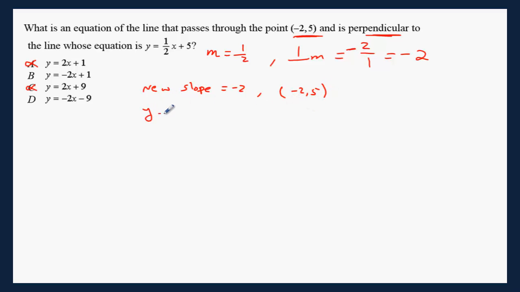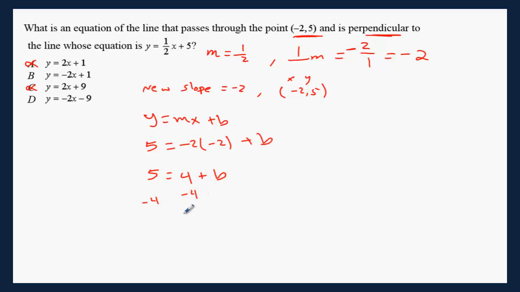To find the y-intercept, you write the equation of the line, y equals mx plus b, and substitute. This is x, this is y. Let's substitute -2 for x, 5 for y, and -2 for m. So 5 equals -2 times -2 plus b. 5 equals 4 plus b. Subtract 4 from both sides, and you get b equals 5 minus 4, which is 1. So b equals 1.